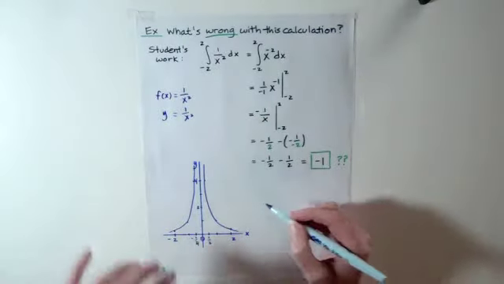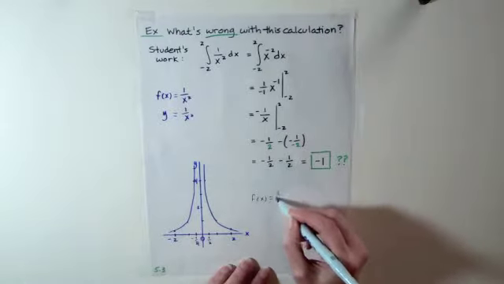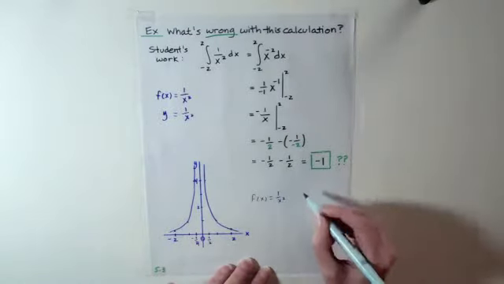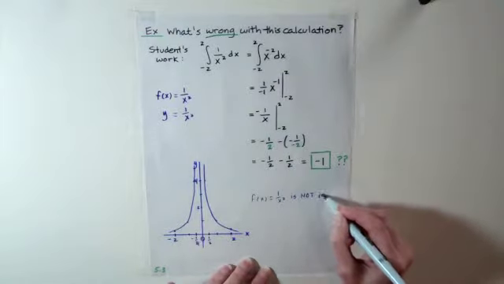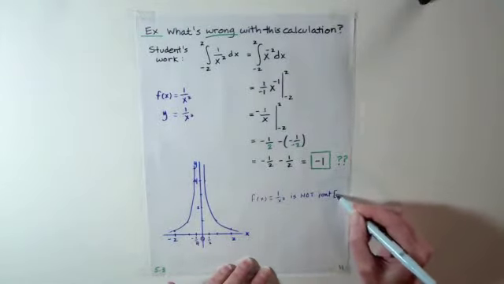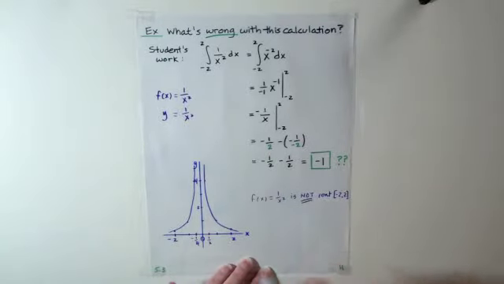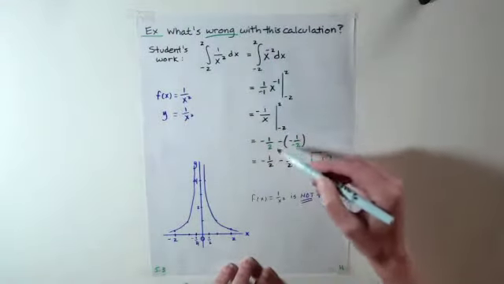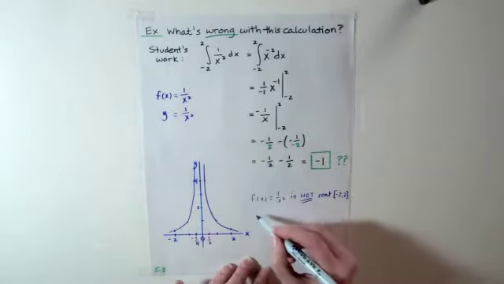So notice that there's a problem, because f of x equals 1 over x squared, a rational function, is not continuous on this interval from -2 to 2. And that's where the real problem lies in thinking that he can just go through here and mechanically integrate this thing.